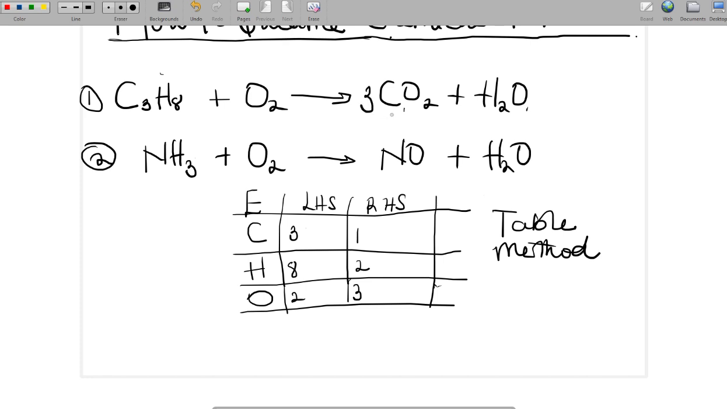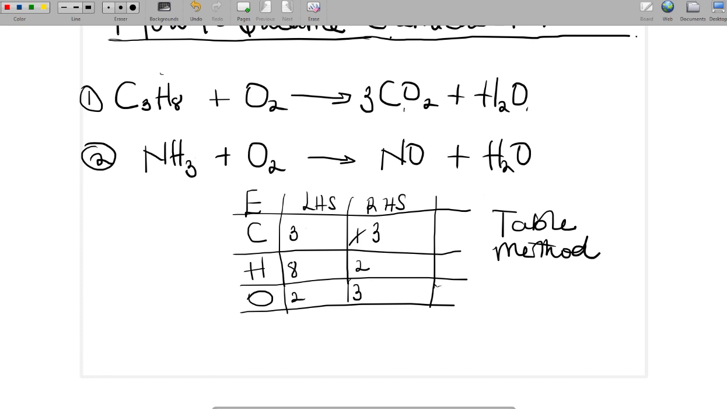I'm going to add a 3 here. If I add a 3 here, what happens? This one cancels out. It's no longer 1, but now a 3. Have you seen? I added a 3 here. It's now 3 on the right and 3 on the left.